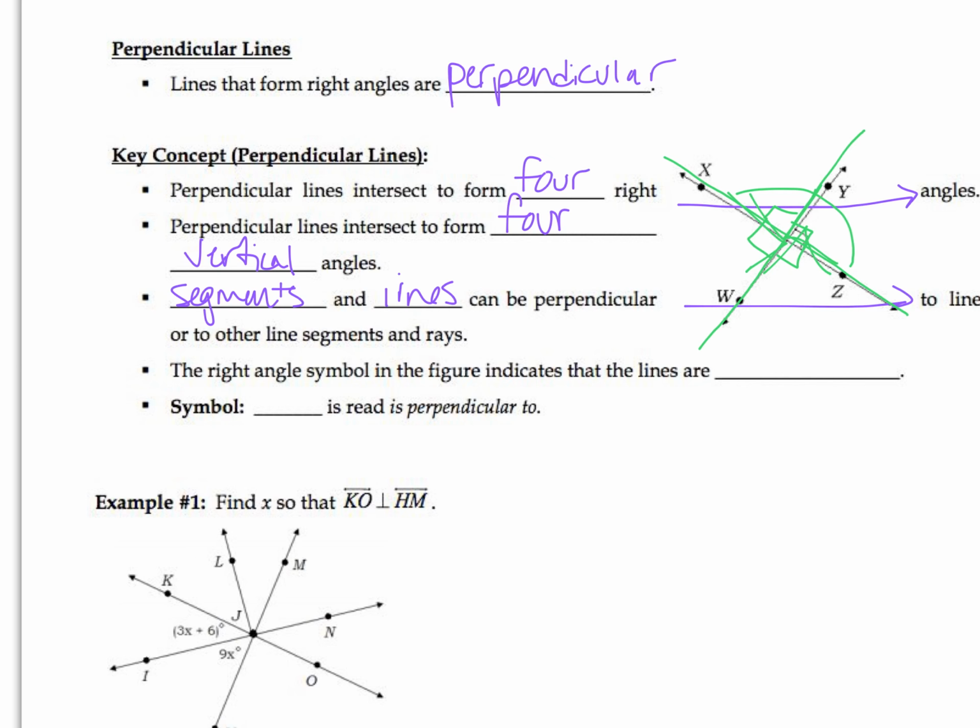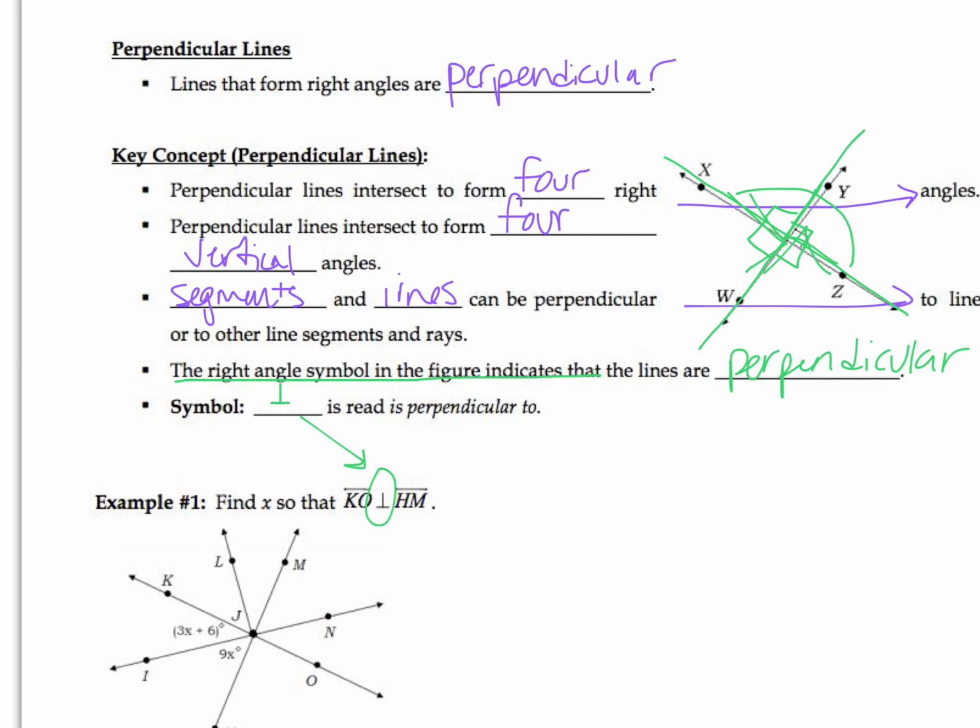They're perpendicular. The right angle symbol in the figure indicates that the lines are perpendicular. And the symbol for perpendicular is read like an upside down capital T, as you can see right here.